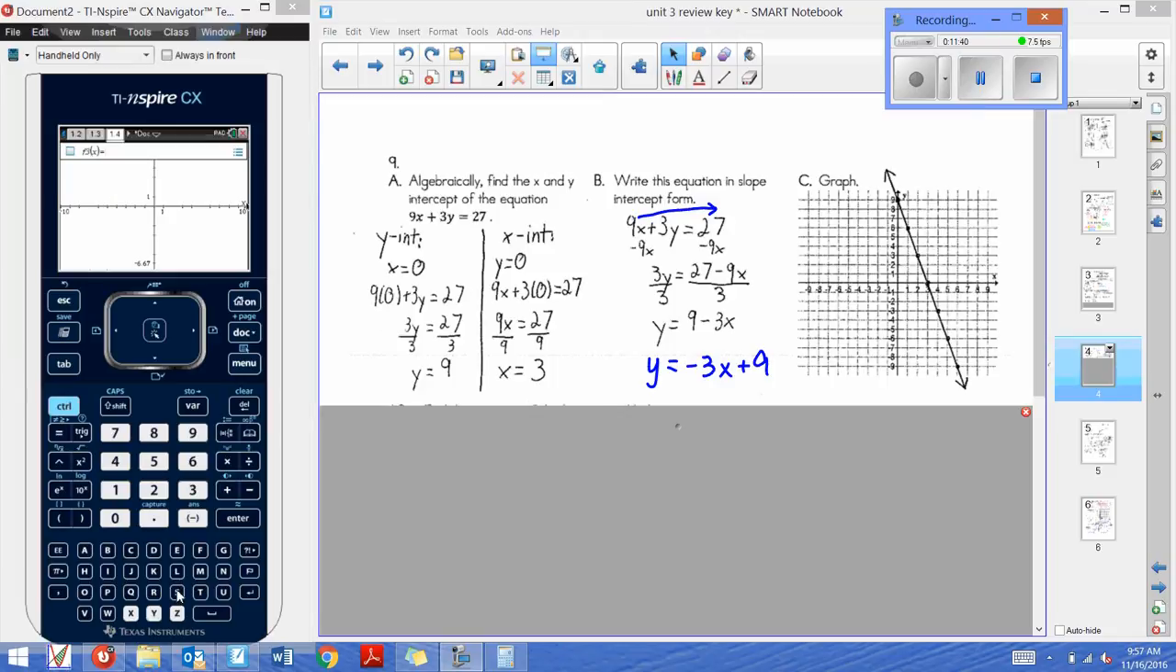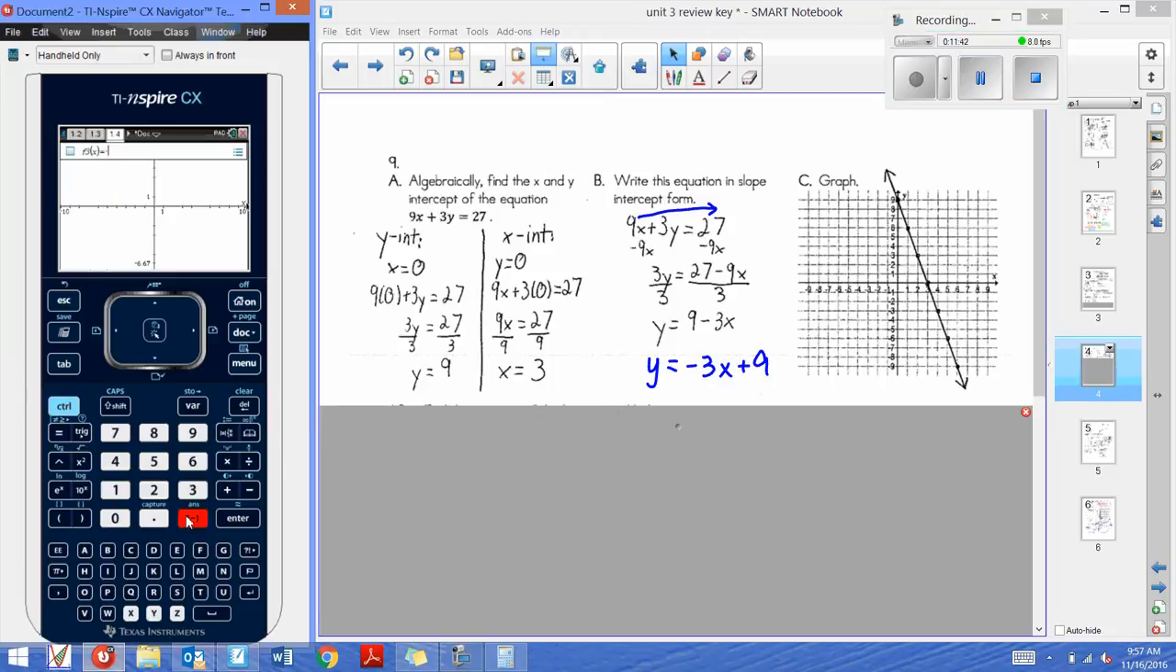So let's first type in our y equals mx plus b form. So negative 3x plus 9, and we're going to graph it. You might want to change the window by double-clicking it, it looks like our graph had 10. It gives you just a little bit better picture.